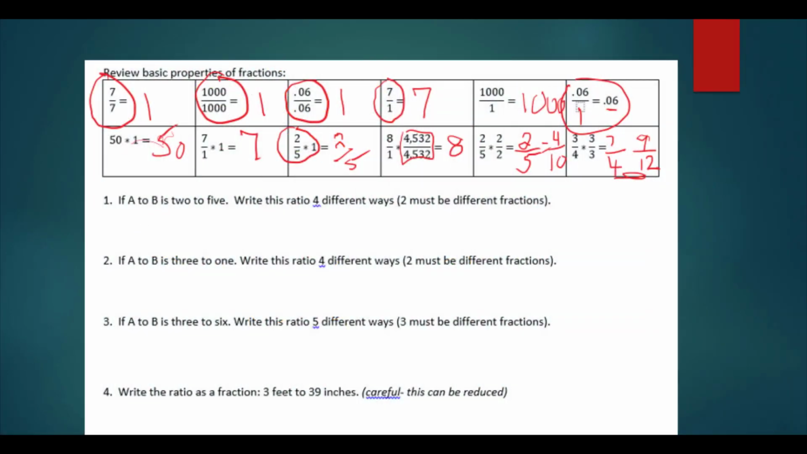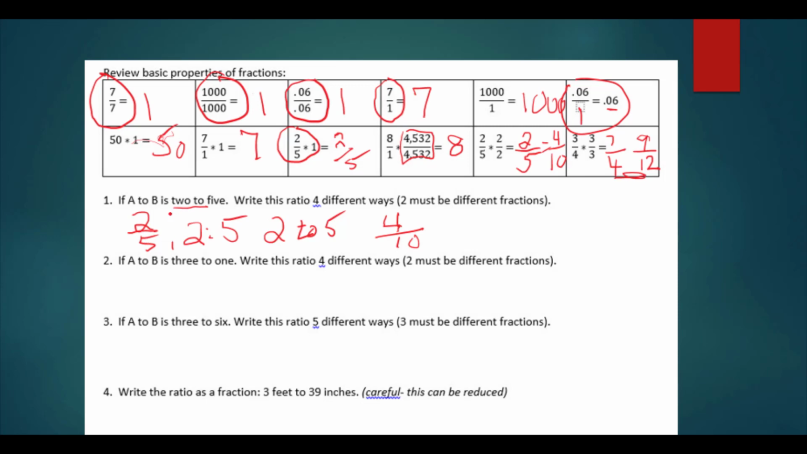All right, so let's look at problem 1, and we want to write 2 to 5, which we could write 3 different ways. There are 3 different ways of writing it, and they all mean the same thing. The other thing I could do is write it as, how about this, 4 to 10.